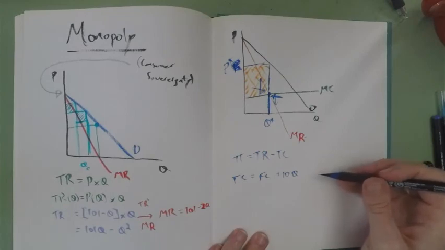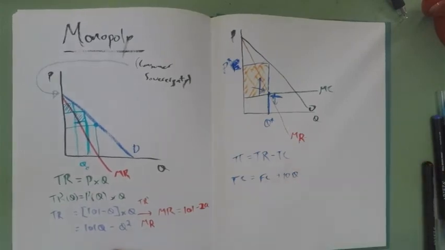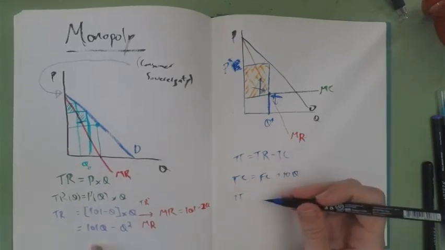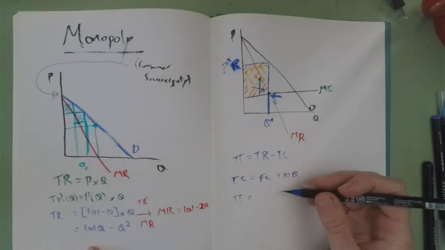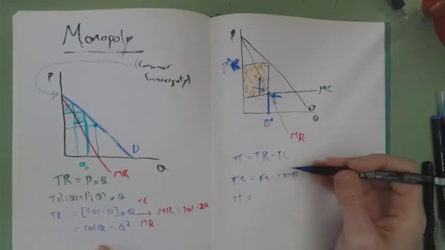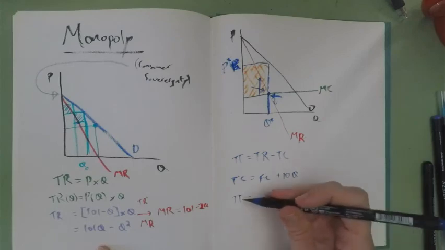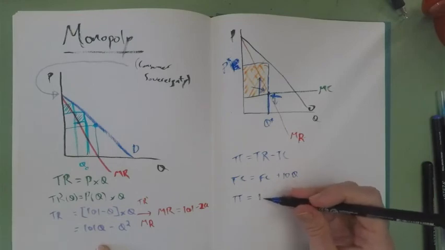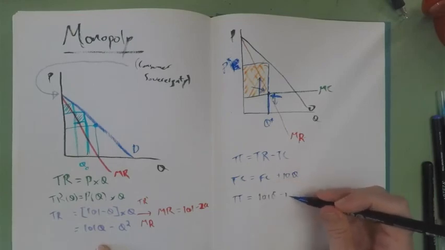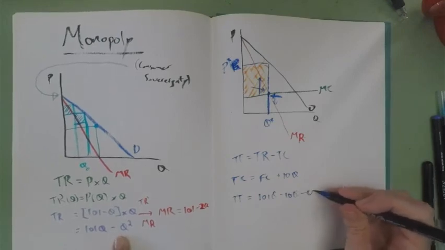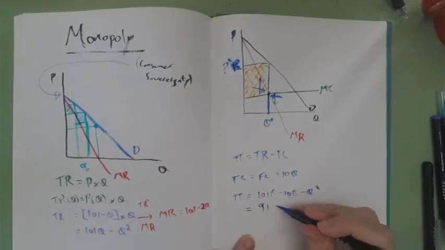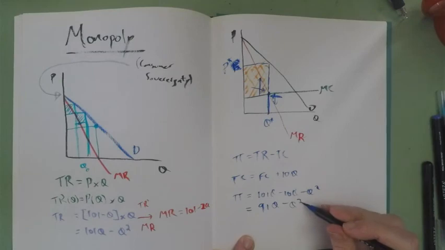So, given this, what can we do? Well, we can come back to our total revenue, take away our total cost, which is going to be something minus 10Q. But really what we're going to end up with, I'm just going to take directly from here, pi equals 101Q, and then they're going to be taking off all of this. So some amount of fixed cost, and then minus 10 times Q. So we got 101Q minus 10Q, and then also minus Q squared, which we can simplify down to 91Q minus Q squared.